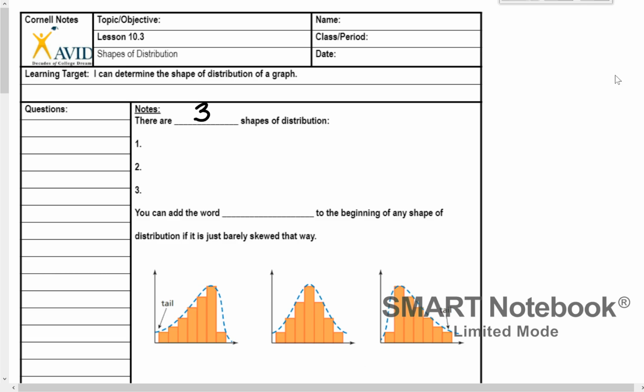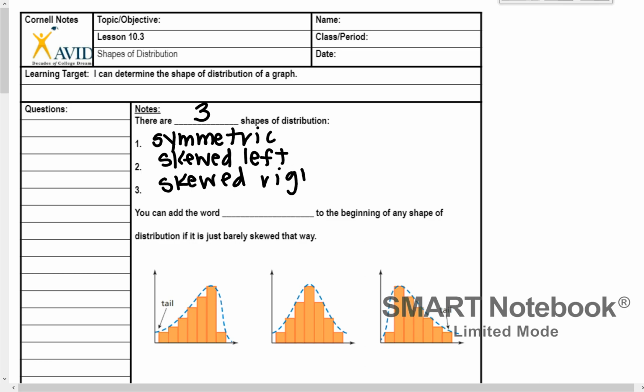Okay, so it could be symmetric. The second one is skewed left. And the third one is skewed right. Okay, and we'll talk about what those mean in a minute.